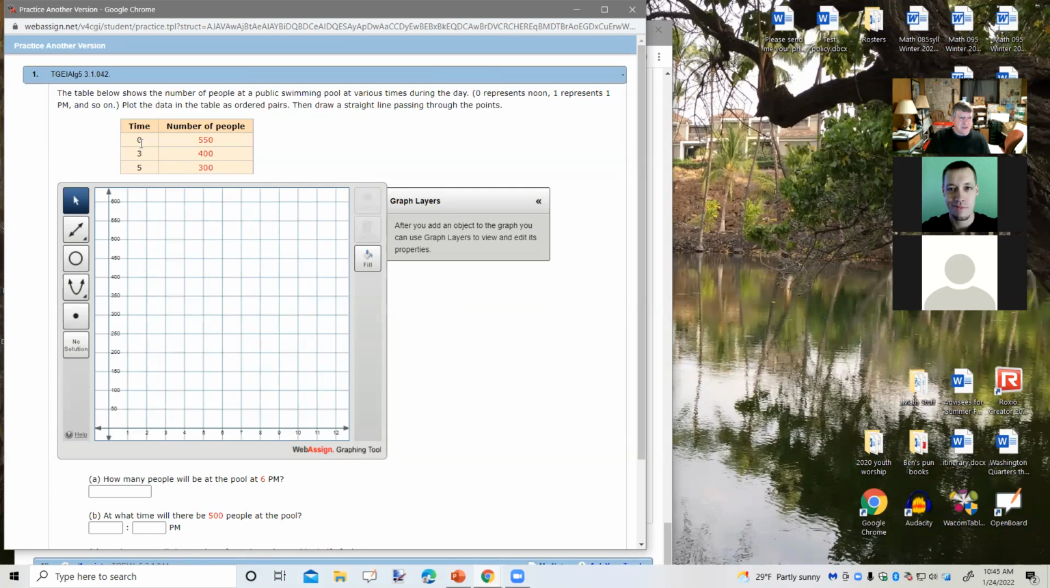So think of this as an ordered pair (0, 550), another ordered pair (3, 400), and finally a third ordered pair (5, 300). All right. So again, plot the data in the table as ordered pairs. So (0, 550). I'm going to plot points. So I have to make this blue. Time is 0, and the number of people is 550.